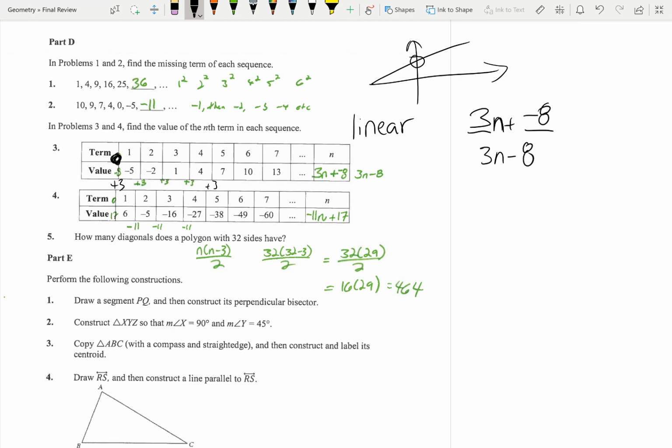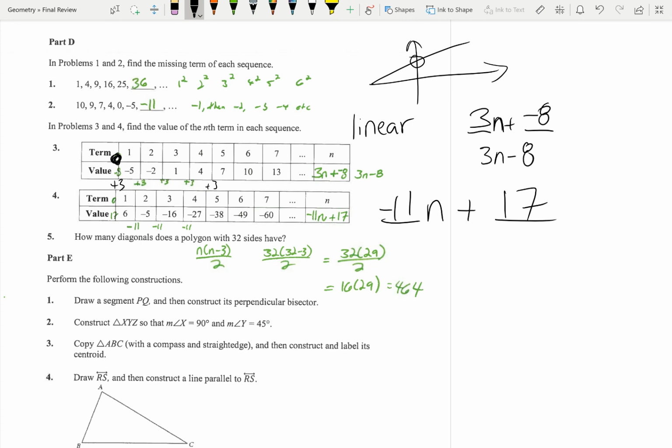So that's why I wrote that there. The rate of change in the next one is what? Well, rate of change, again, it's going down this time by 11, so minus 11. And the starting value number is not 6. You go back to term 0, which if you go back 11, you'll get to 17. So minus 11n plus 17.